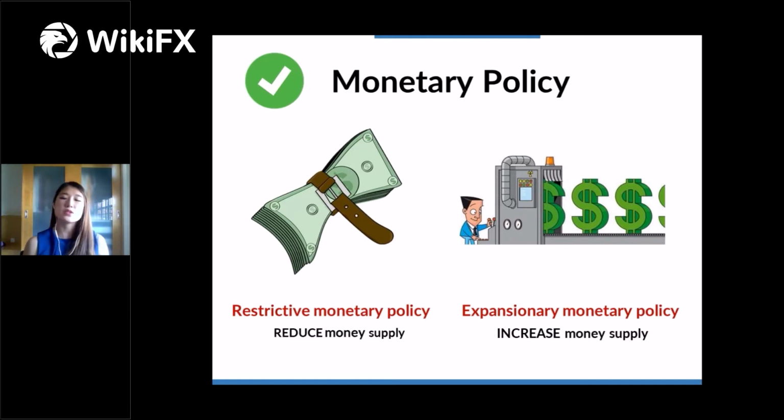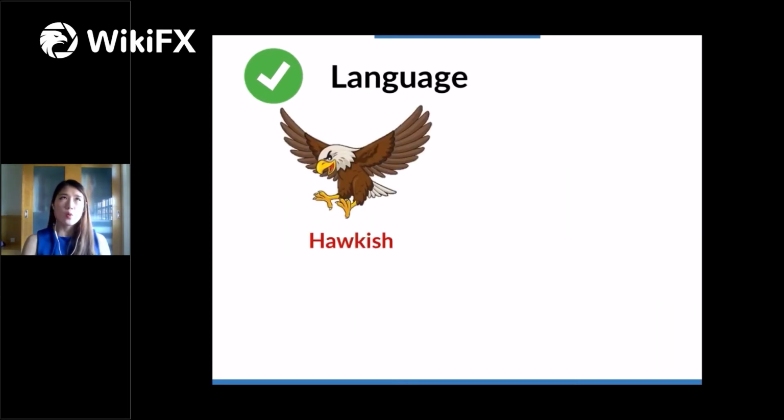Expansionary monetary policy, including QE (quantitative easing) and printing money, is used to increase the money supply, which encourages spending and boosts the economy. Language. So what is language?